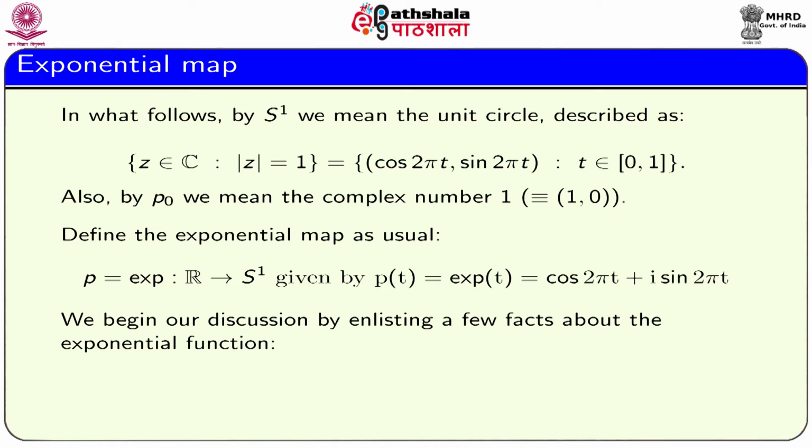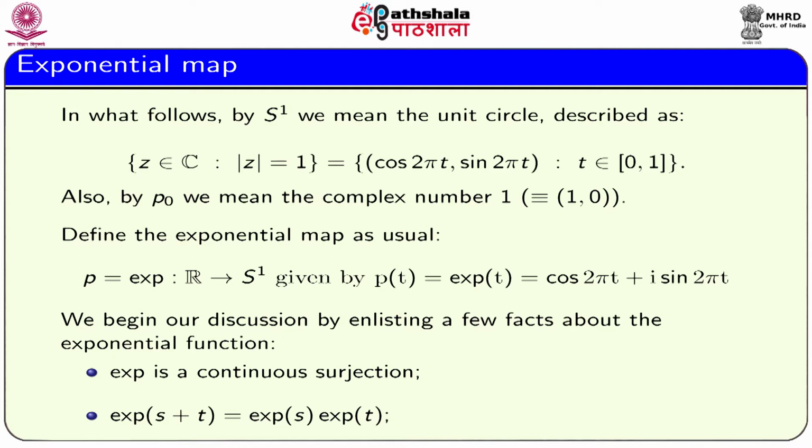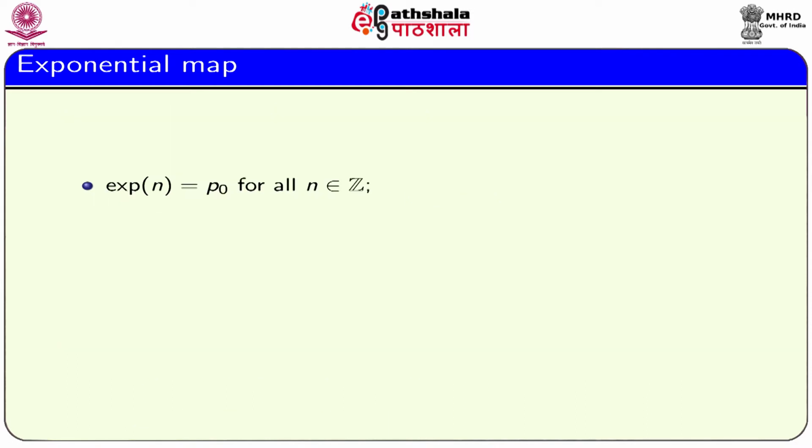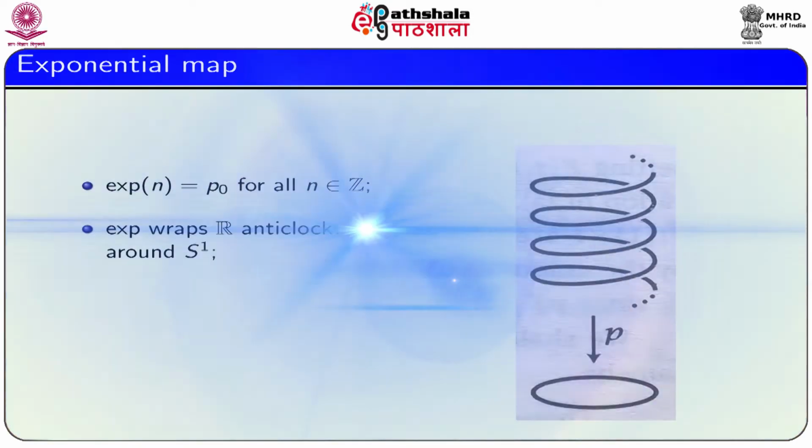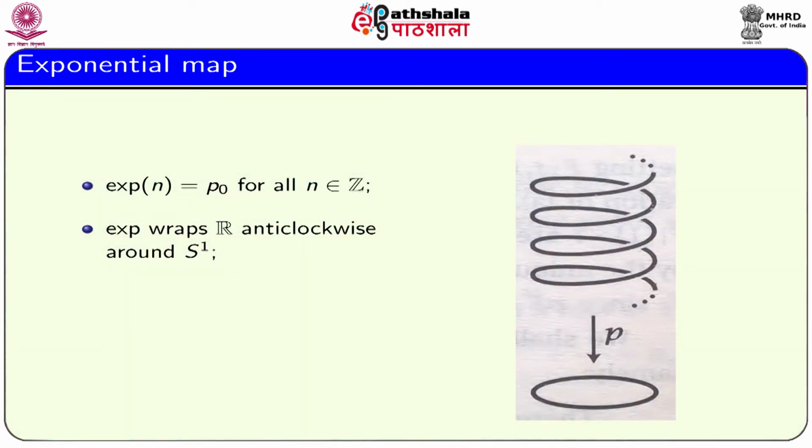We begin our discussion by enlisting a few facts about the exponential function. First of all, exponential is a continuous surjection. Secondly, exponential of s plus t is equal to exponential s times exponential t. Exponential of any integer n is P0. Exponential wraps the real line R anti-clockwise around S1 as depicted in this figure.